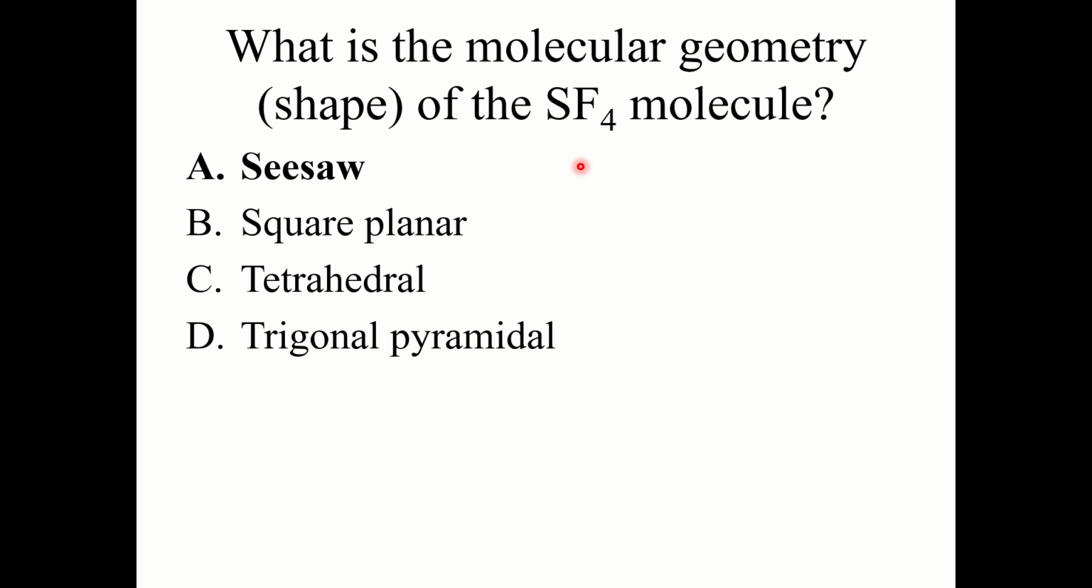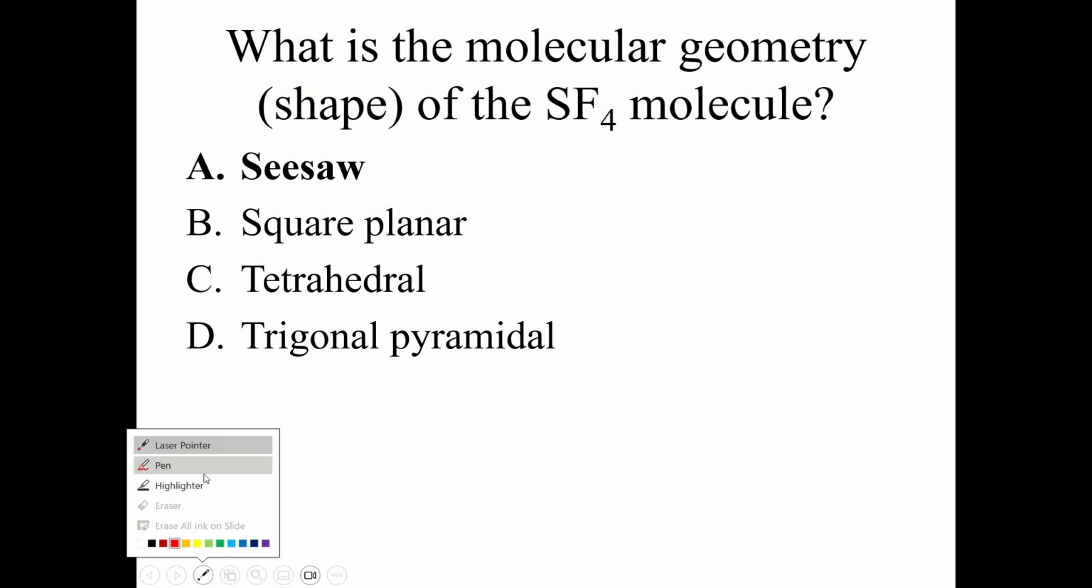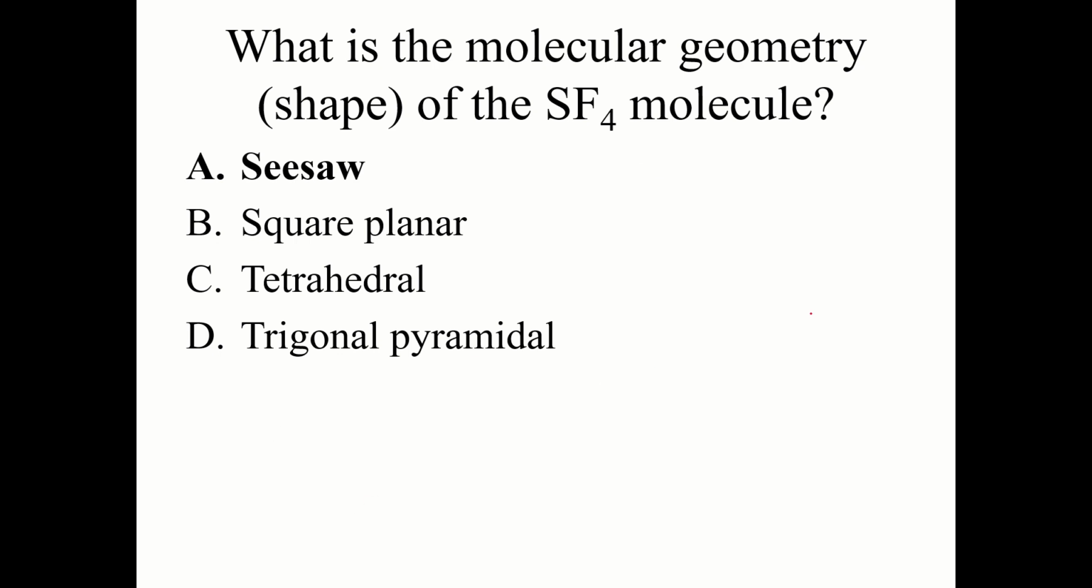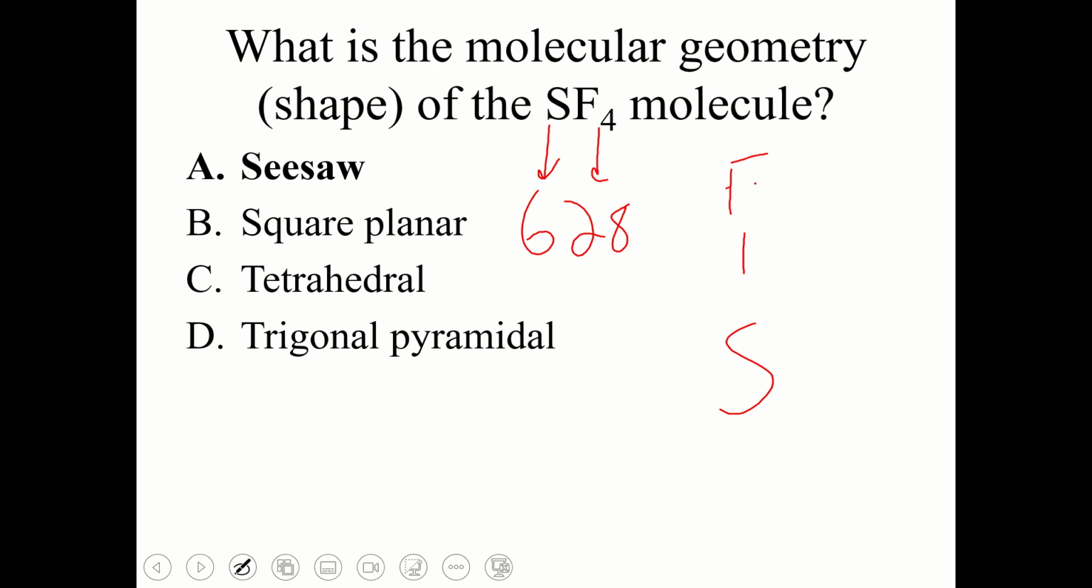Okay, the correct answer is A, seesaw. So let's talk about how you would solve this. First, you need to draw the Lewis structure. So you've got 6 electrons coming from sulfur, 28 coming from fluorine. So I'll draw sulfur as my central atom. I'll draw single bonds to the fluorine atoms.